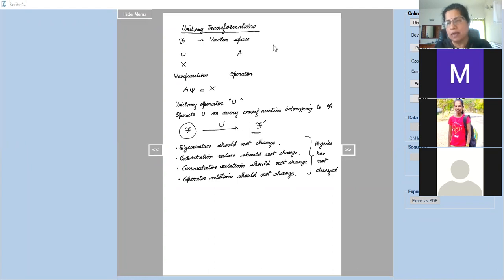Now you can ask the question, ma'am, if the physics is not changing, why should I bother with these unitary transformations? Why go through all this trouble if the physics is not changing? Well, the answer is this. Sometimes it may be easier to solve a problem in F prime than it is in F. And I'll give you an example. You are working in Cartesian coordinates, but suppose now there is a spherically symmetric problem.